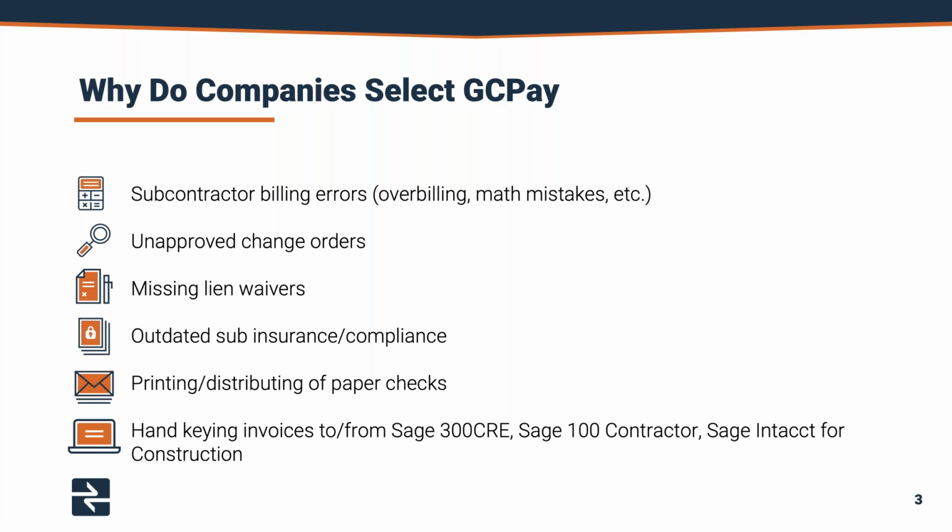We have e-payment functionality that can actually simplify your payment process for how you pay subs as well. You can pay all of your fully approved pay apps in just a couple clicks using GCPay's e-payment platform. We also make it so that you are never going to have to hand key invoices to or from Sage 300, Sage 100, or Sage Intacct.